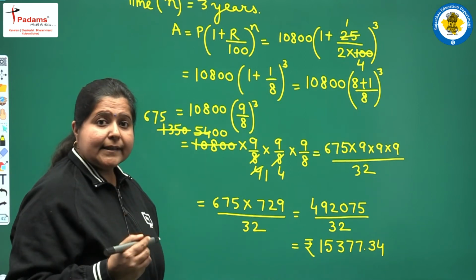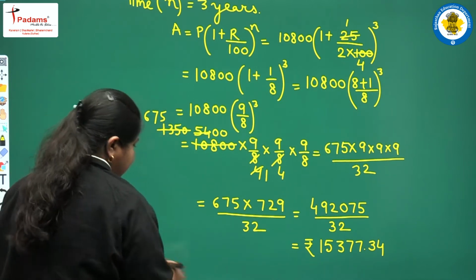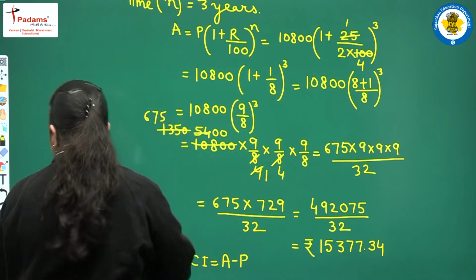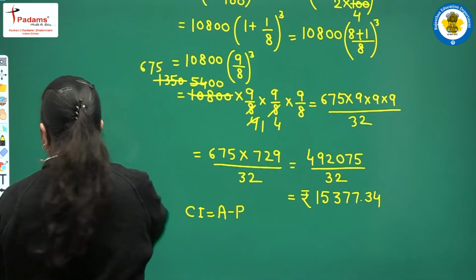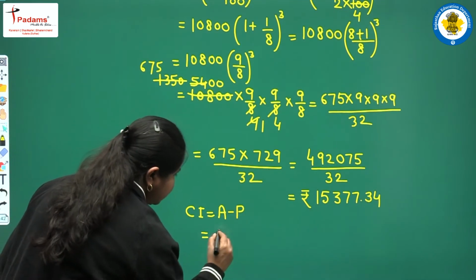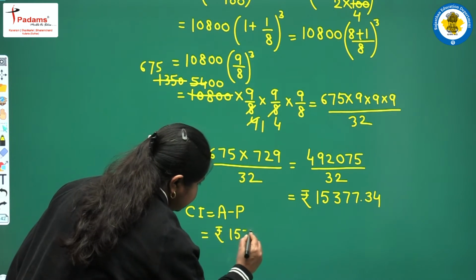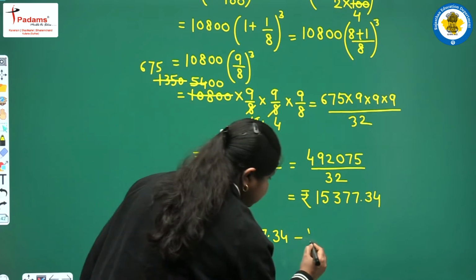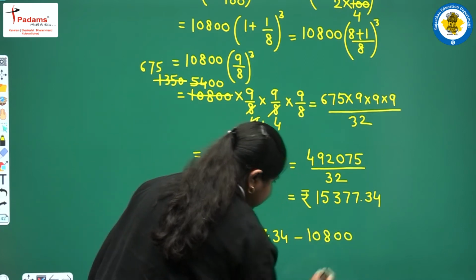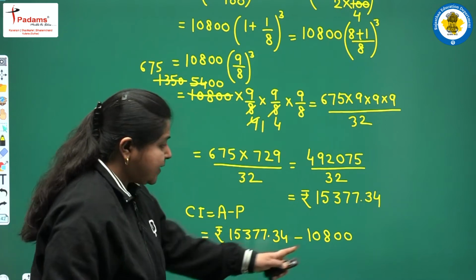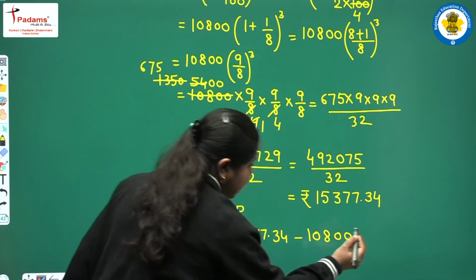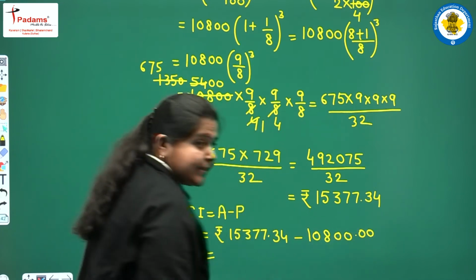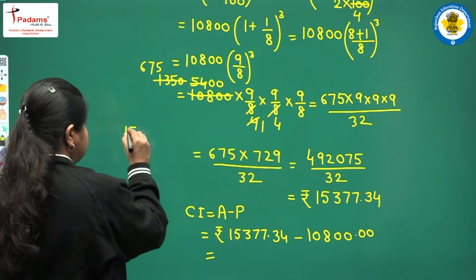We also have to find the compound interest. It has also been asked, and we know that compound interest is given as amount minus the principal. Let us now write it here. Amount is equal to rupees 15,377.34 minus the principal which is 10,800. How will we subtract? See, this has a decimal and this does not, so we add a decimal after the ones place digit here, and then we add 2 zeros, and then how will it be subtracted?